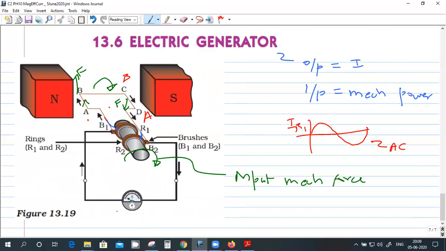The coil in between the magnets is a rotating coil. That will move, that is attached to the axle. And the ring is attached to the axle. So the ring is going to move along with the coil. Brush is stationary. Right.